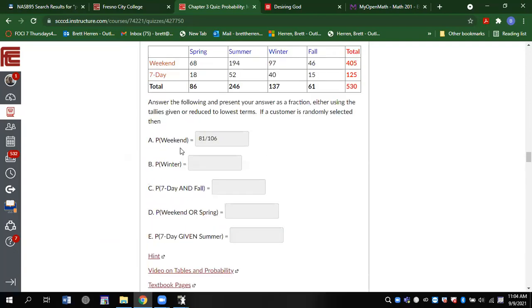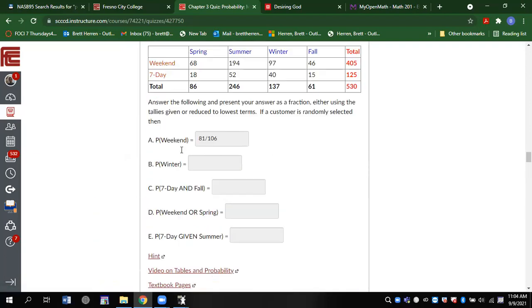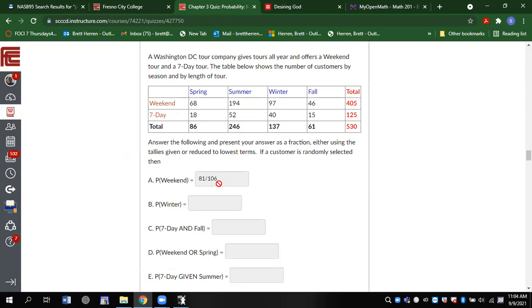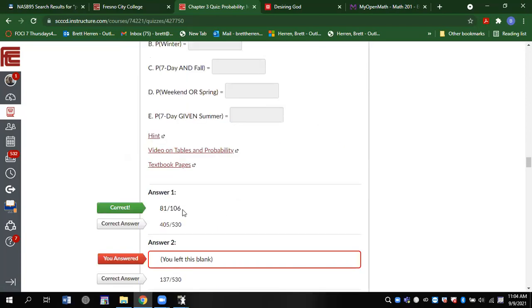I think it'll even take a decimal. Maybe if you go to enough decimal places, I don't know, I wouldn't risk it. Type in the fraction. Just type it in as a sideways divide thing like that. And it gave me correct.